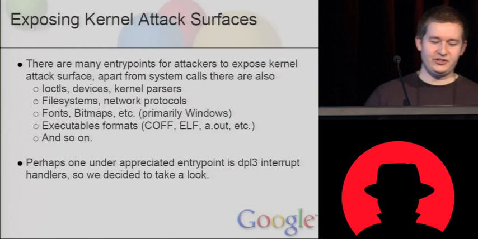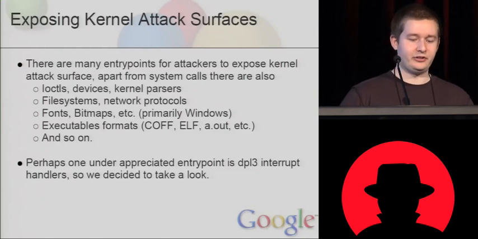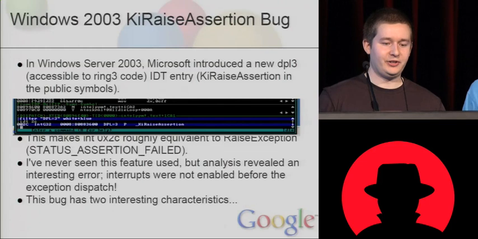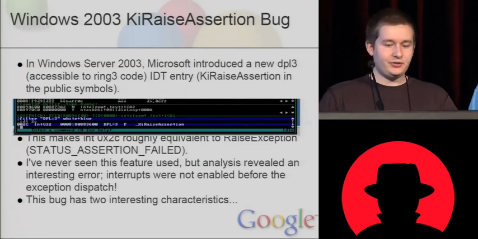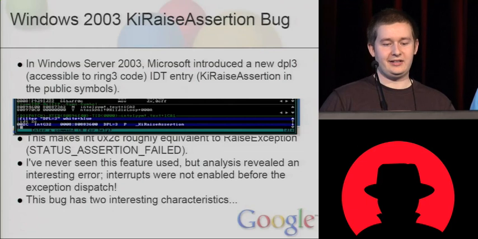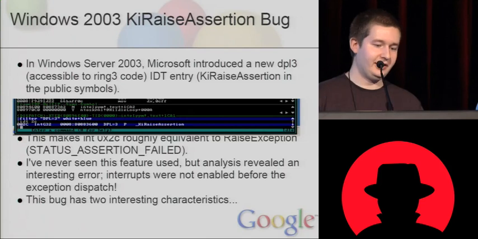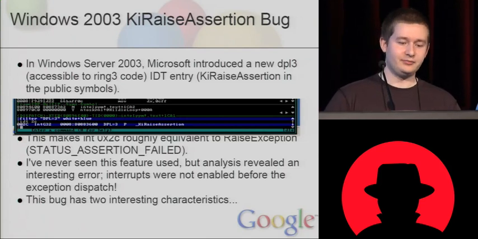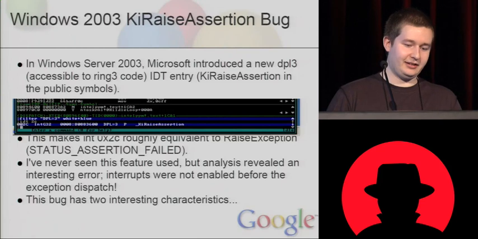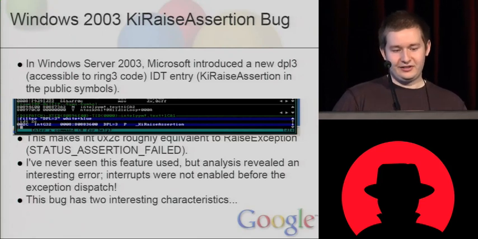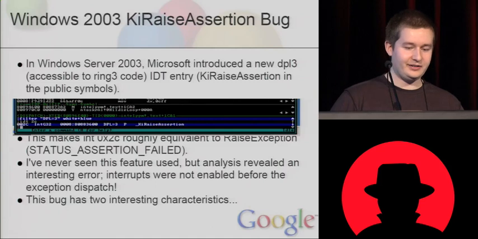But one underappreciated entry point that we considered were DPL3 interrupt handlers. So we decided that we should take a look at this stuff. We found one interesting issue on Windows 2003. Microsoft introduced a new DPL3 IDT entry. DPL3 just means accessible to ring3 code. In the public symbols, Microsoft called this KiRaiseAssertion. If you execute int 2c, it makes it roughly equivalent to just raising an exception, status assertion failed. So this is kind of odd. I've looked at lots of Microsoft code and I've never seen them use this feature.